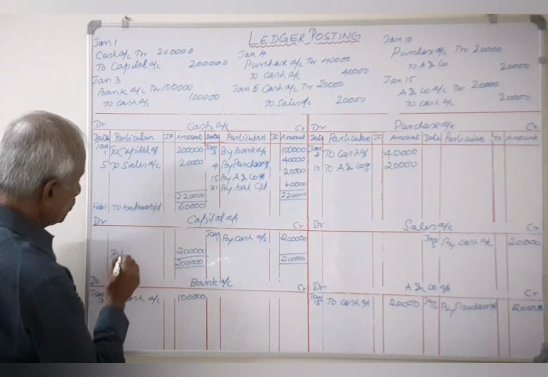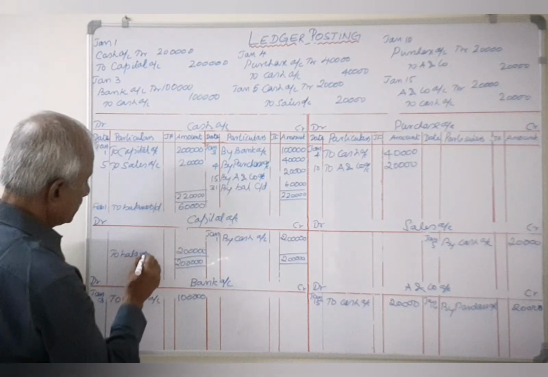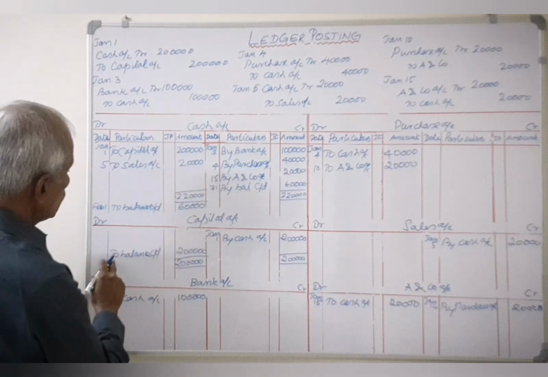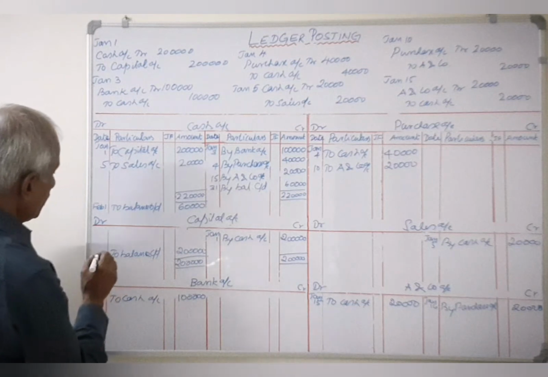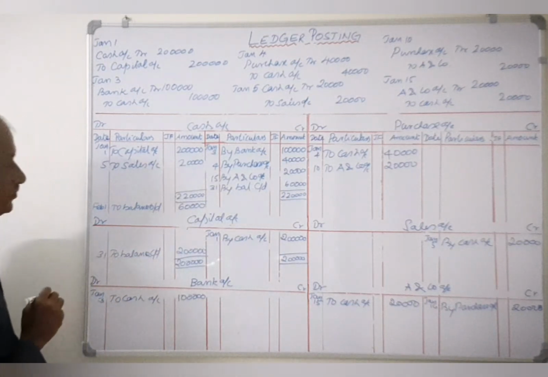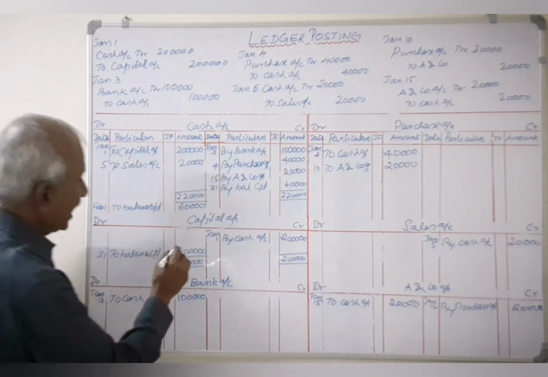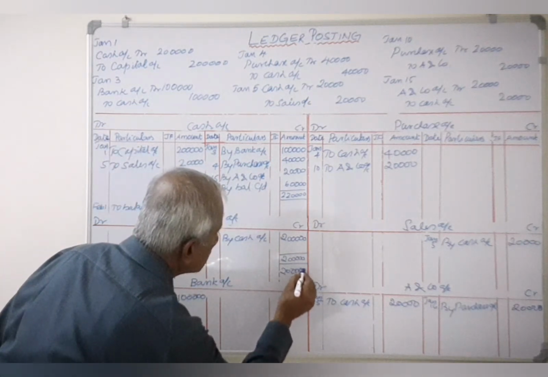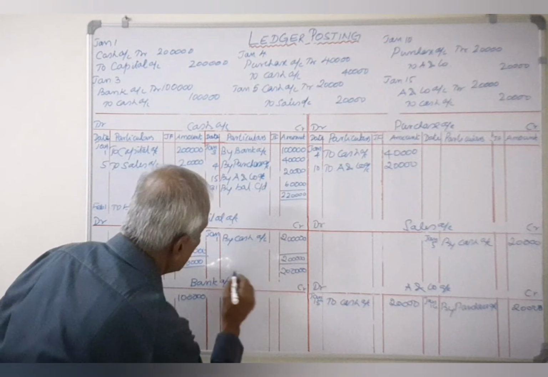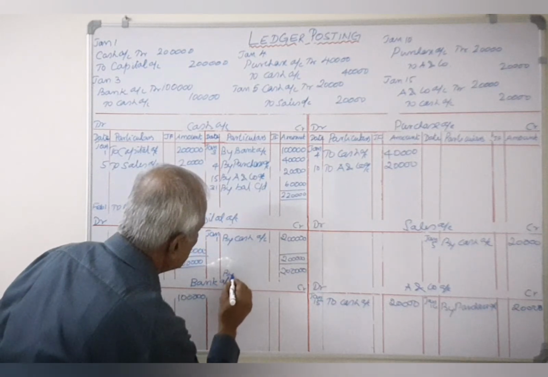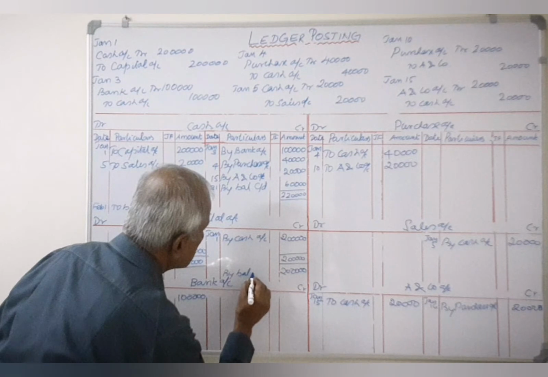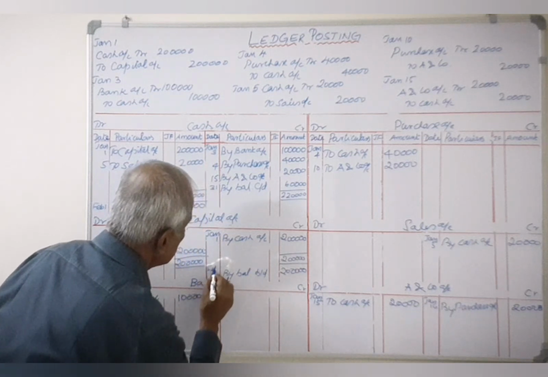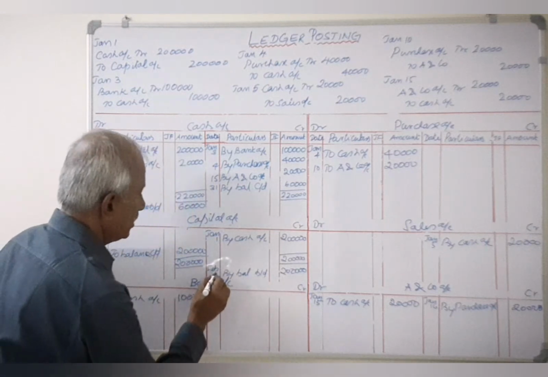So it is "To balance CD", because this is the debit side. So it always begins with the word "To". Against it you write the last date of the month and carry the amount 2 lakhs to the opposite side and write "By balance brought down", and this is always the first date of the next month.